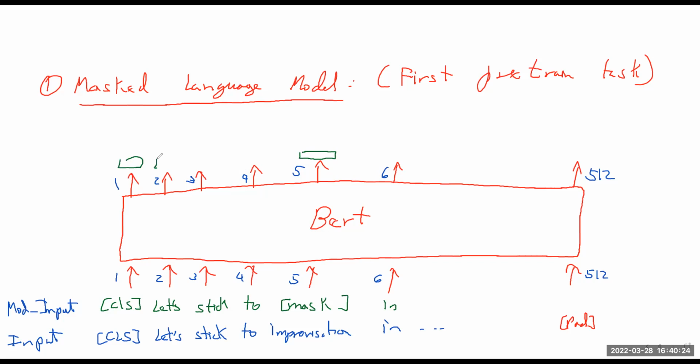So it's going to do an encoding here, just like the other ones. It's going to have its encodings for the individual terms, let's say of size 768 each, including the class one, which could be thought of as an encoding for the whole thing. But what we want the model to do is to predict this word. So it should predict the word improvisation.